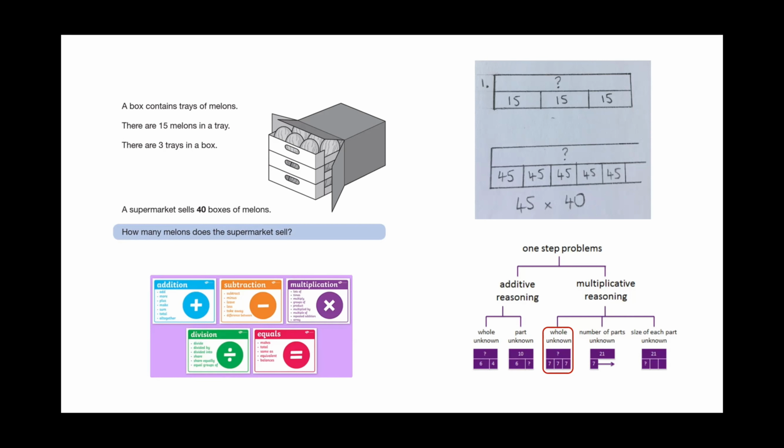Then, once we know the whole, we have the second step in our problem. There are 45 melons in one box, but the supermarket sells 40 boxes of melons. So what do we know here and what is unknown? We know that in each box there are 45 melons and that the supermarket sells 40 of them. So 45 multiplied by 40. Again, we know the parts, but the whole is unknown. This leads us to long multiplication.